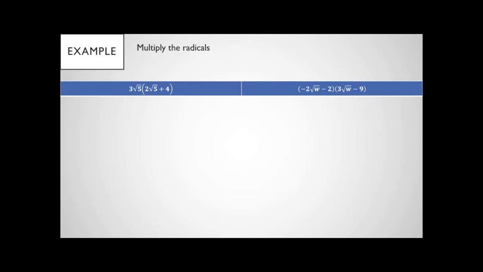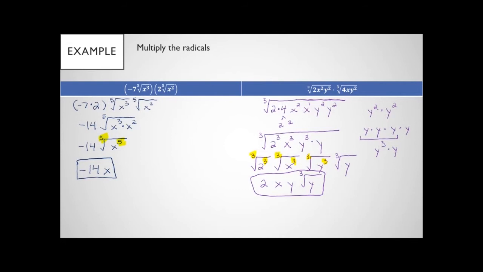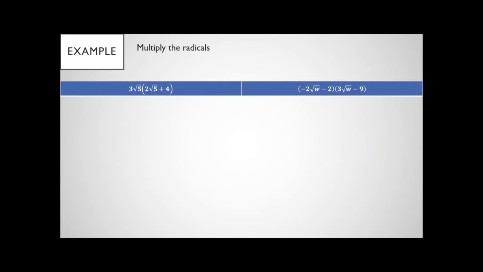Okay, so now I'm going to move on to where we have to use the distributive property or we're using FOIL. Most of the time we don't do these with complicated things like we just did here. Most of the time it's just one variable, not multiple variables. So I'm going to start with the one on the left here. We have 3 times the square root of 5, and then in parentheses 2 times the square root of 5 plus 4. So we're doing the distributive property.